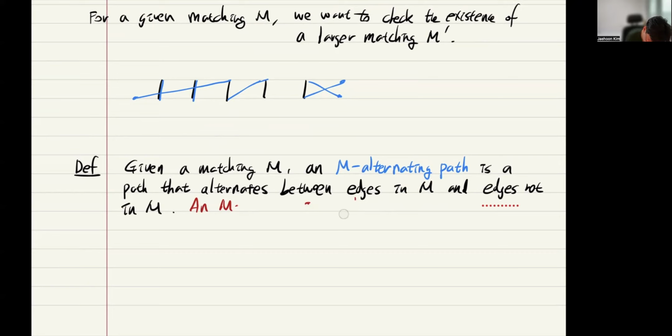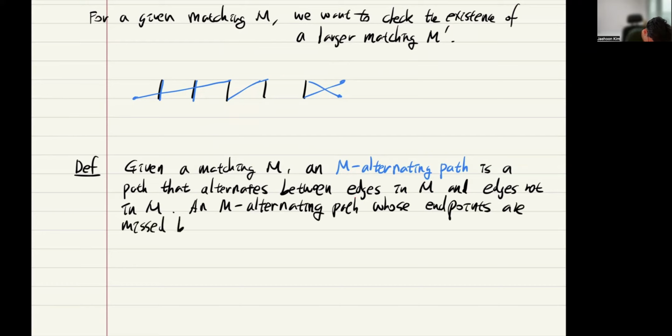Maybe, right. Let's write it this way. An M-alternating path whose endpoints are not covered by M is called an M-augmenting path.